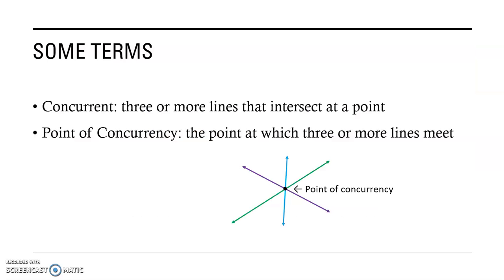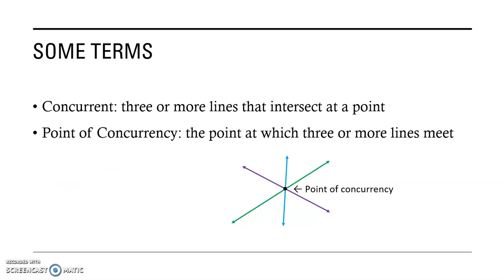The first term is concurrent. This describes lines that intersect at a point. So in my picture here, I would say that the green line, the blue line, and the purple line are concurrent lines. Now, the place where they all meet is the point of concurrency. So it's the point where the three lines meet. Now, you could have 4 lines or 5 lines or 6 lines, but the point is the point of concurrency, and we would say that the lines are concurrent. Okay, so those are some important terms.